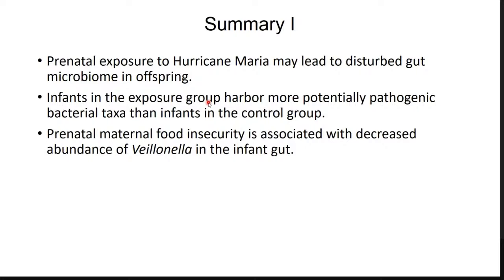To summarize the first part, prenatal exposure to Hurricane Maria may lead to a disturbed gut microbiome in offspring. As you can see, there are two clusters there, mostly of the exposure group infants. For the nasal microbiome, we didn't see a disturbed microbiome. However, we saw potentially pathogenic bacteria harbored in the infants who were exposed to Hurricane Maria. And finally, we found that prenatal maternal food insecurity may be associated with decreased abundance of Veillonella in the infant gut.